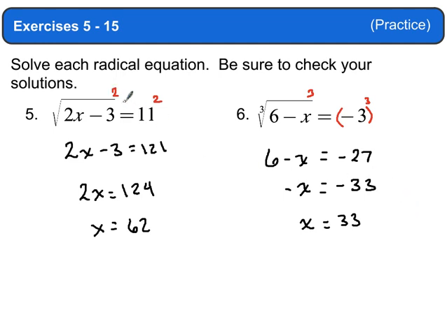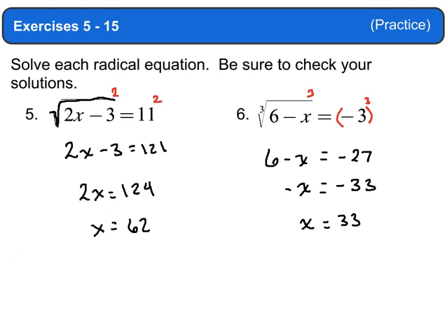Again, note in these two, there is nothing behind the radical. The radical is already isolated. That has to be the first thing that needs to happen. If there is anything behind the radical on the same side, you need to either add or subtract or multiply or divide to get rid of it first before you do anything else.